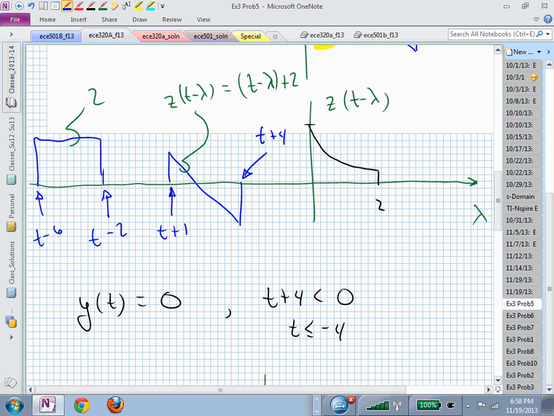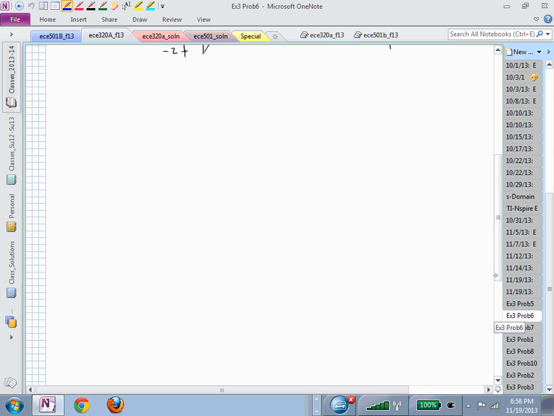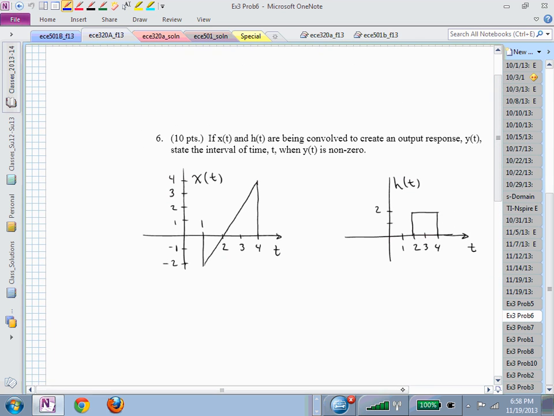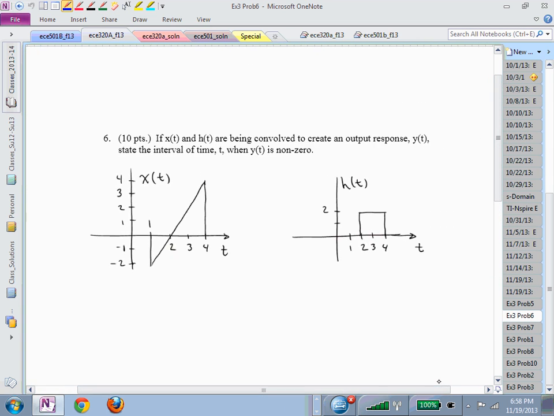If we looked at problem 6, all right, this is a review. If x of t and h of t are being convolved to create an output response y, state the interval of time. This is again, I think, from the spring 2012 exam. State the interval of time t when y of t is non-zero.